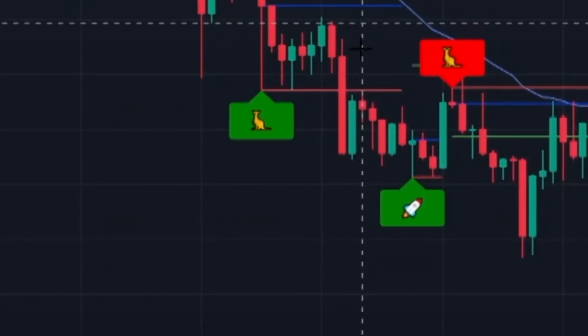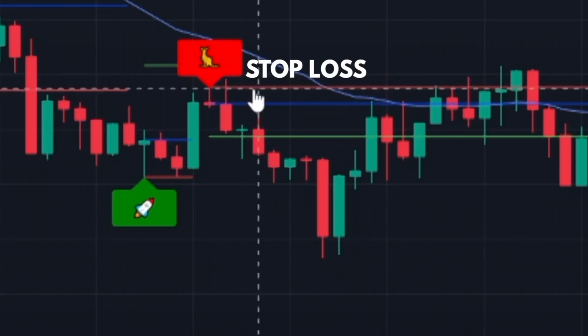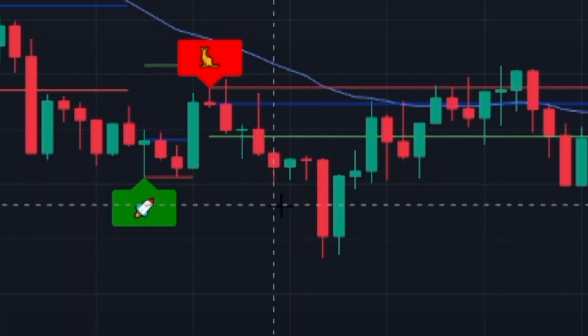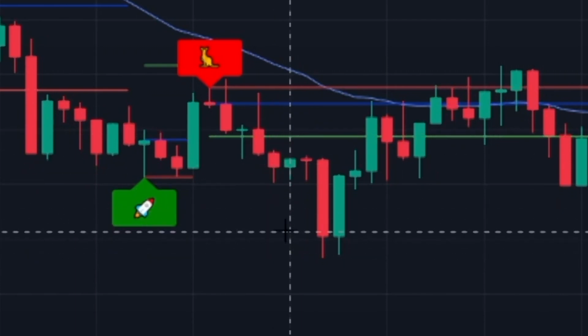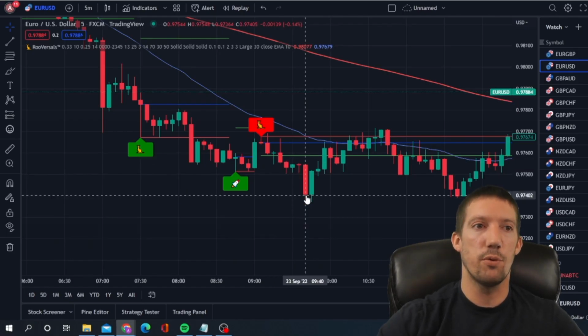Same here. Now this one we would have taken because we're on a downtrend. The stop loss would have been right here, and then 2-to-1 risk reward would have been right here. You could have probably let this run 5 to 10 R's, maybe 8 R's, something like that. But that's up to you. You also have to pick how much risk to reward you want to take.